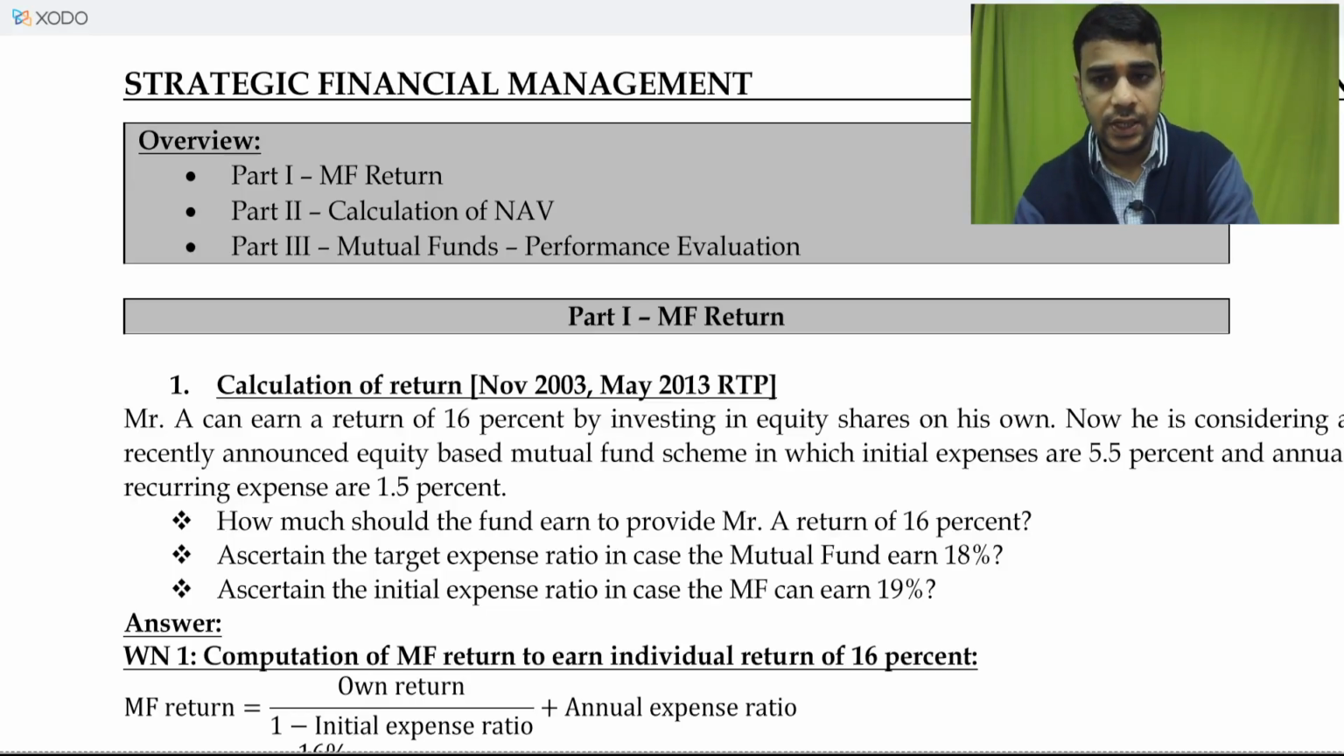One is the initial expense ratio, and second is the recurring expense ratio. So the MF return has to be equal to own return divided by 1 minus initial expense ratio, plus there is a recurring expense ratio which also needs to be taken care of. So these two parts need to be taken care of.